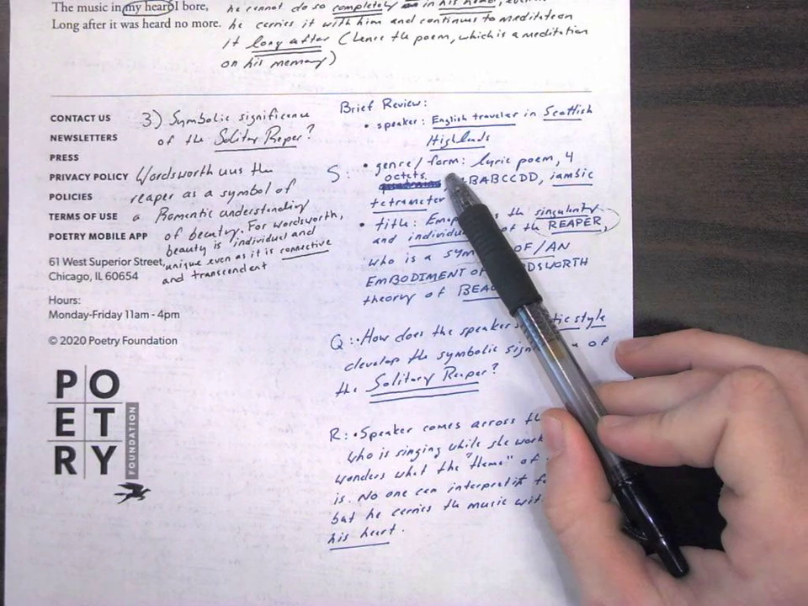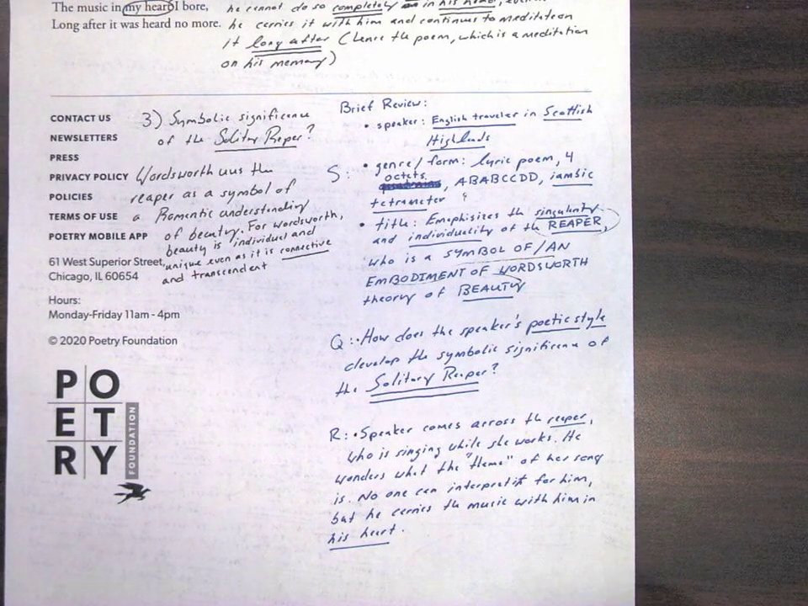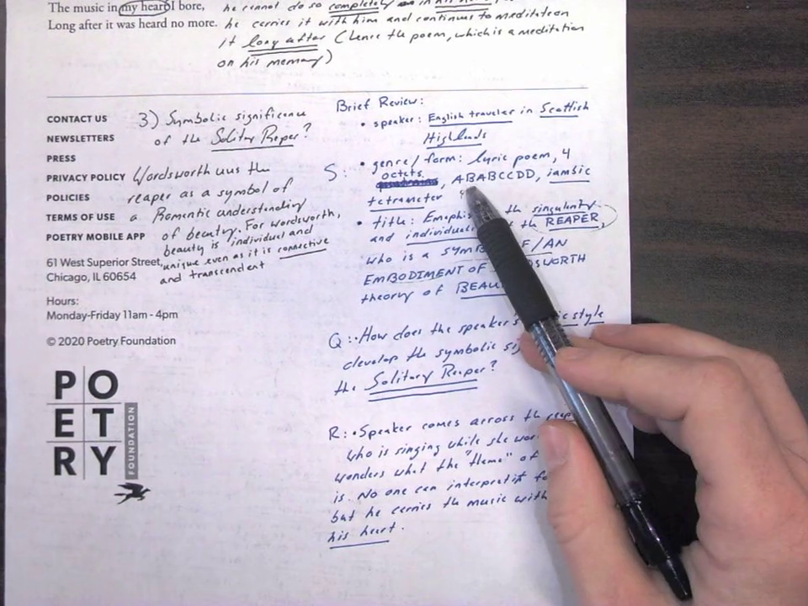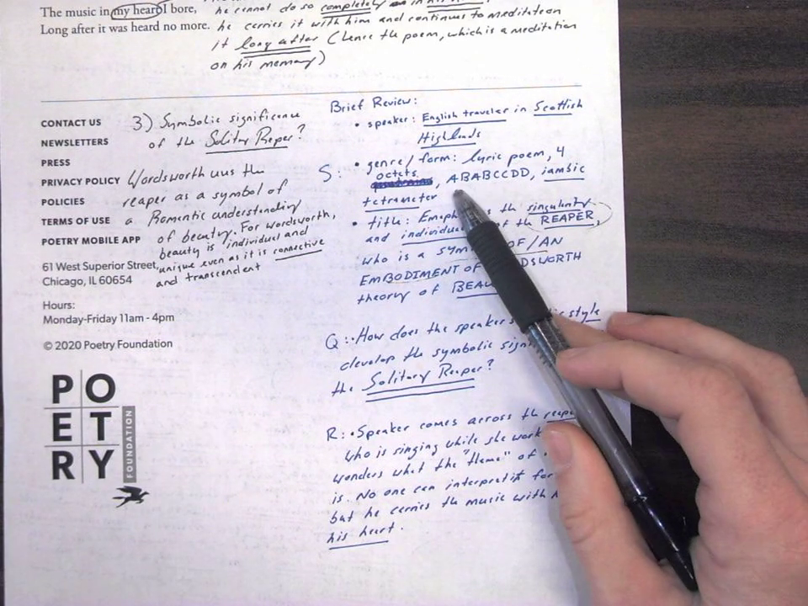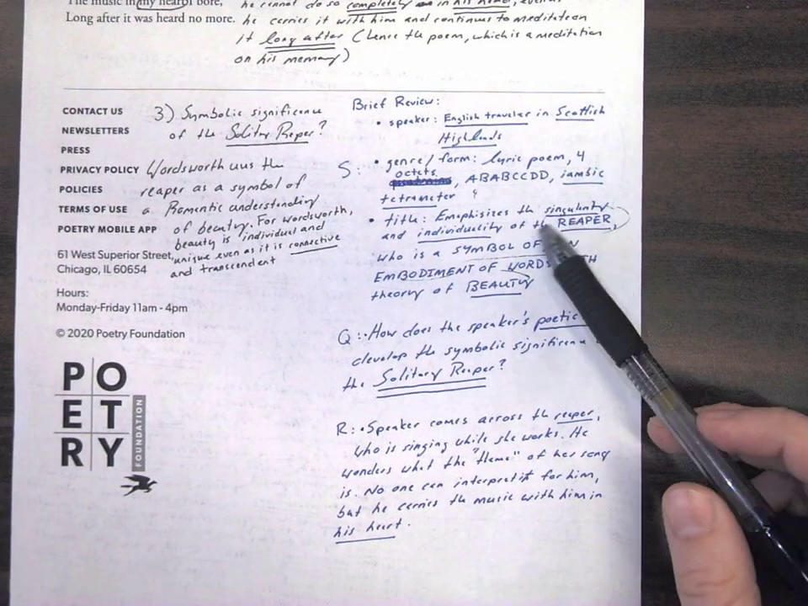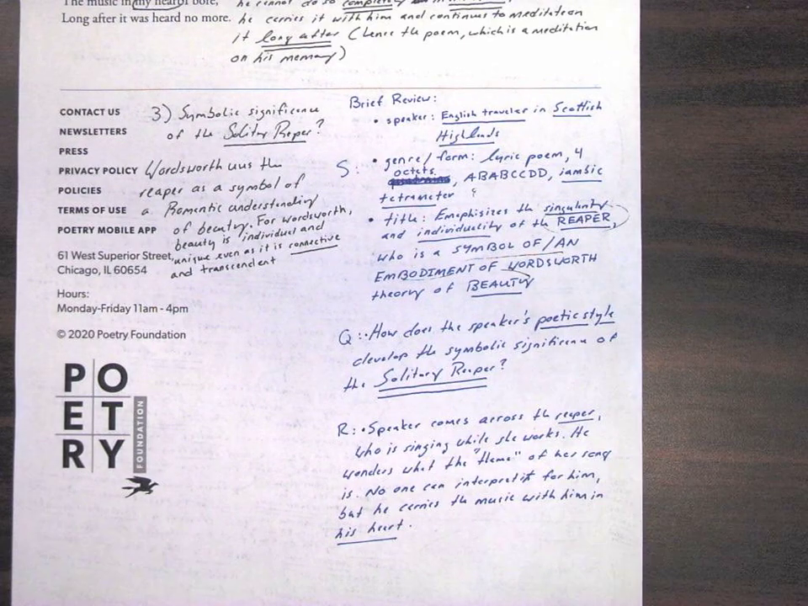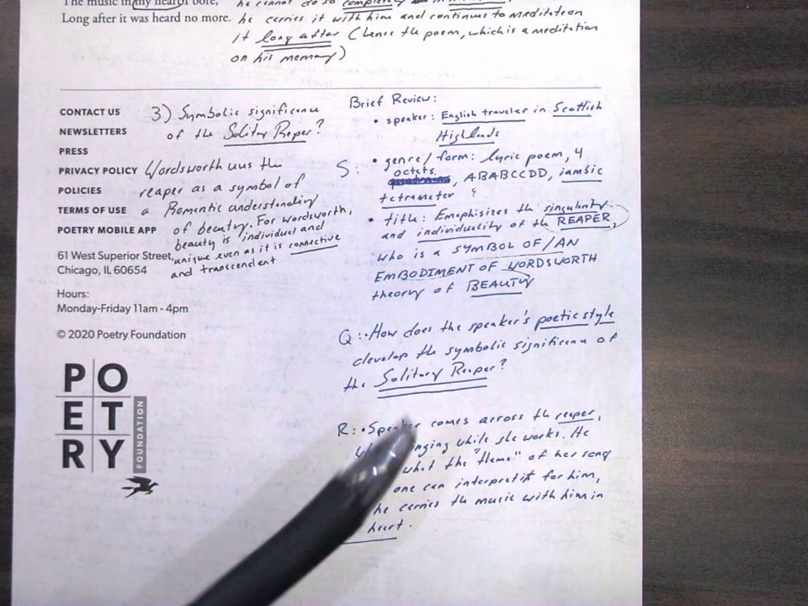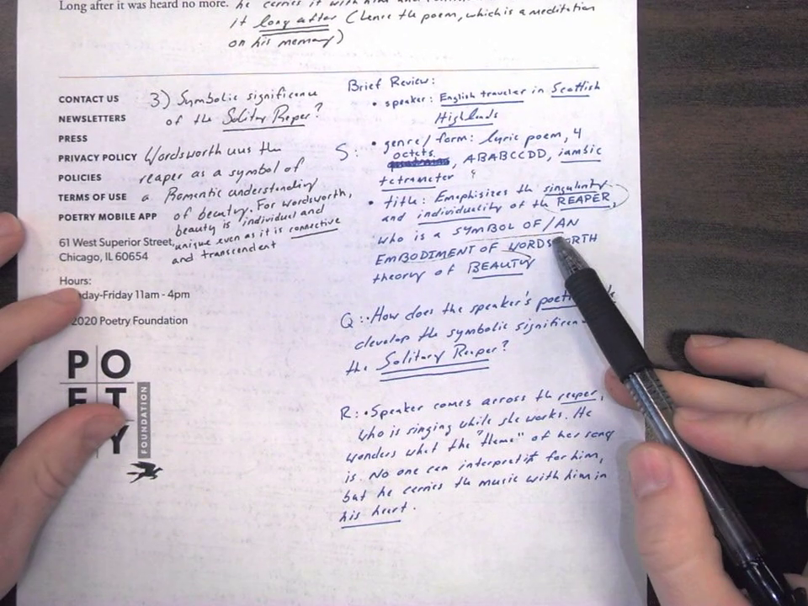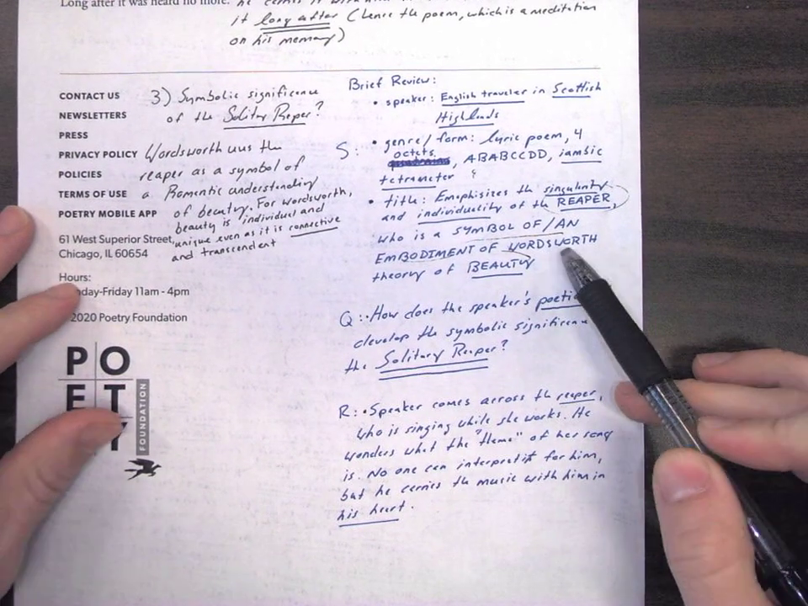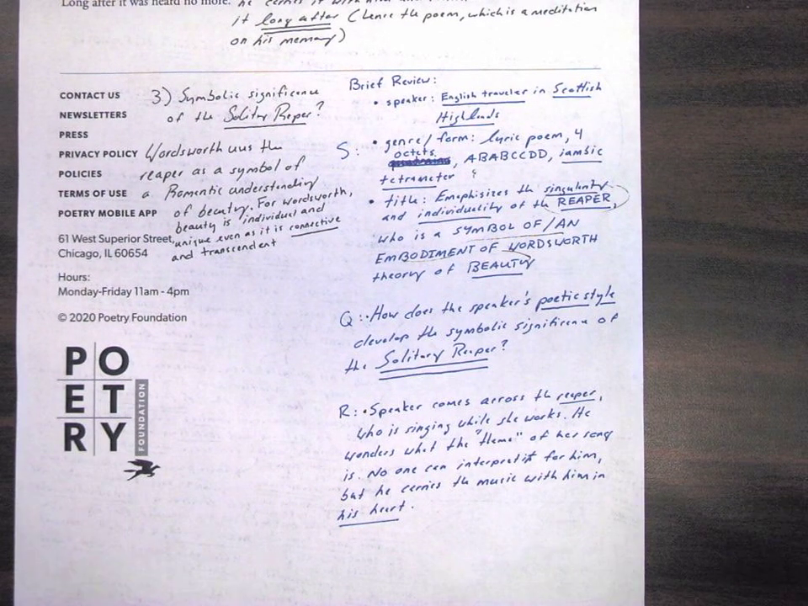The poem is structured, it's a lyric, into 4 octets, with alternating quatrain and then couplet, quatrain. So A, B, A, B, C, C, D, D. It's written in iambic tetrameter, and that stays the same throughout the course of the poem. The title emphasizes the singularity, the individuality of the reaper, the solitary reaper, who is a symbol and an embodiment of Wordsworth's theory, or reflection, on the nature of beauty.